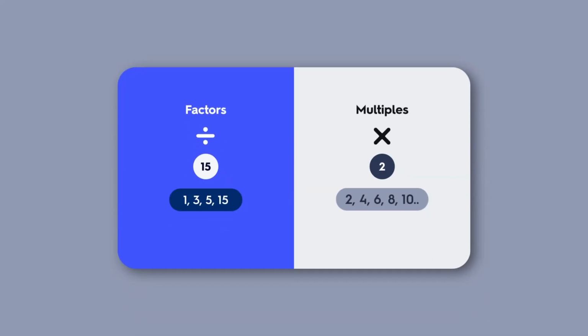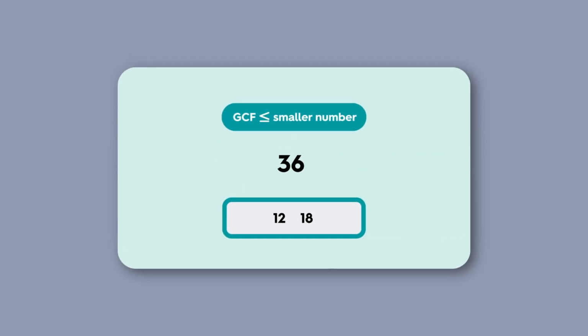So far, you know the difference between factors and multiples, and you can find the greatest common factor using prime breakdowns, plus a quick size check to eliminate bad answers.